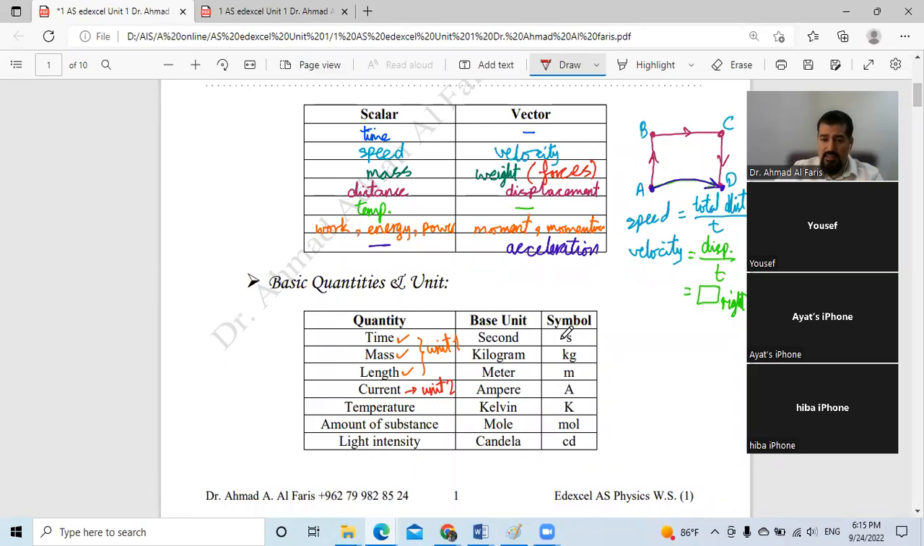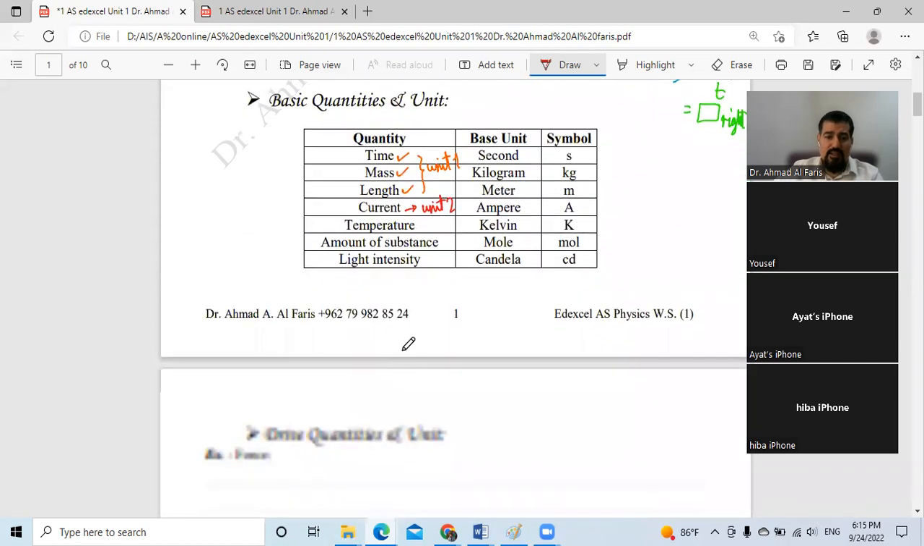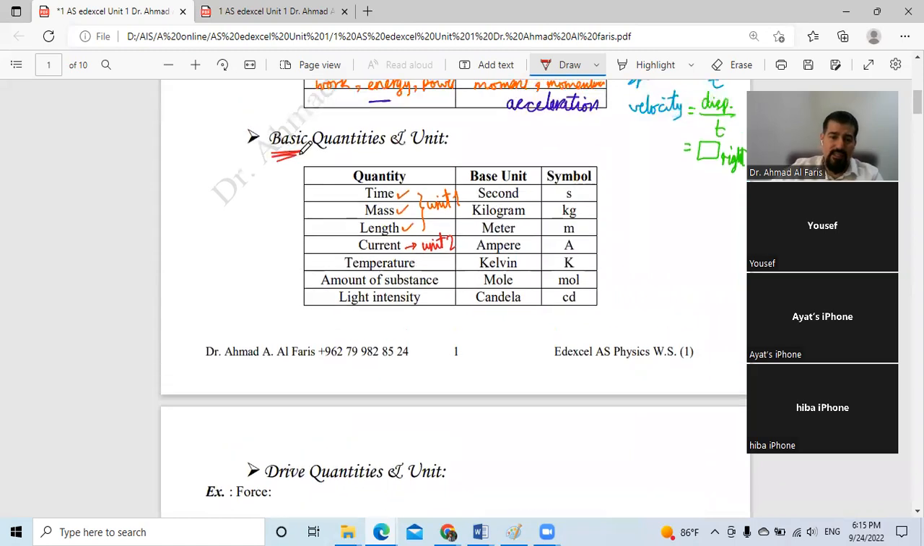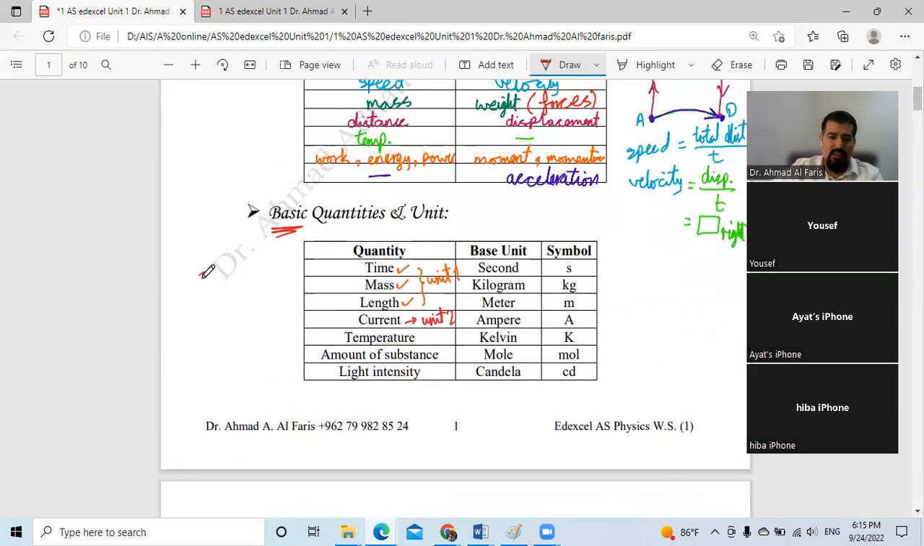The time in seconds, the mass in kilograms, and the length in what? In meters. If we don't have a base unit, like what? Like speed. Speed doesn't have a base unit because its unit is meters per second. It's not a single unit. And the same thing for acceleration, it's meters per second squared.